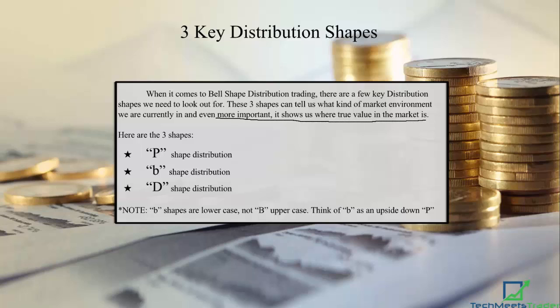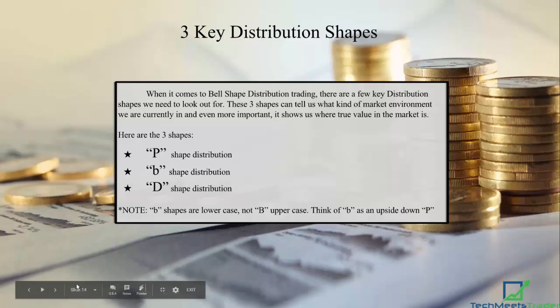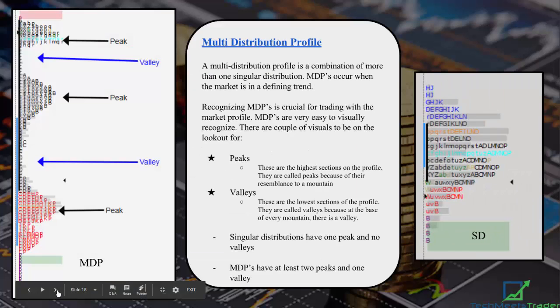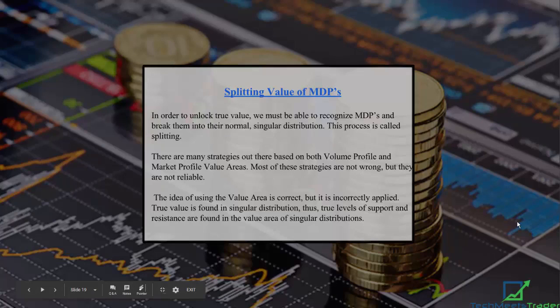And this is important to note, especially moving on into the next section, which is splitting the value of multiple distribution profiles. In order to unlock true value, we must be able to recognize multiple distribution profiles and break them into their normal singular distribution. This process is called splitting.